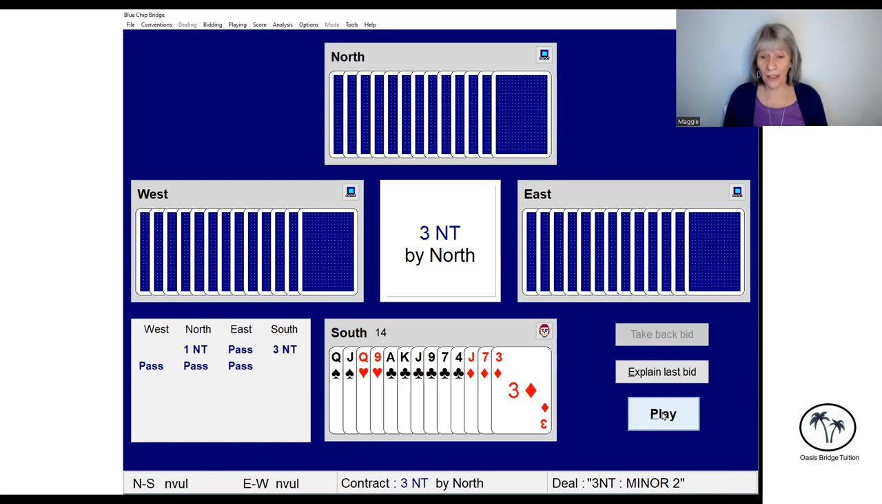If any of you play a strong no trump opening, 15 to 17 points, then the same principle applies. If you have a long minor, it's usually better to go for the no trump contract. So here we are playing 3-no trump by North.